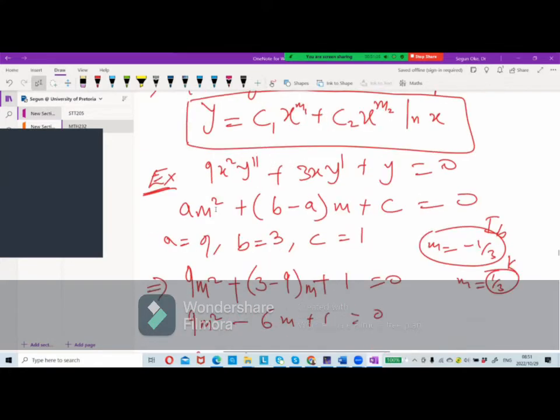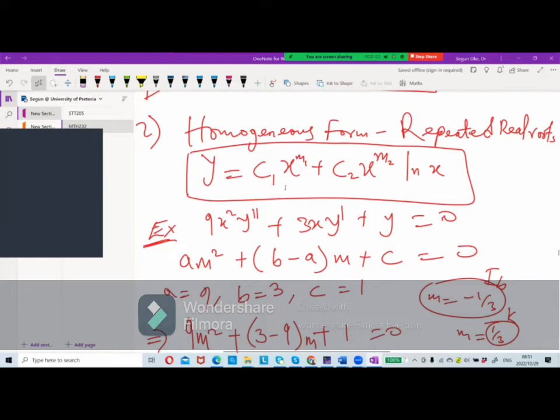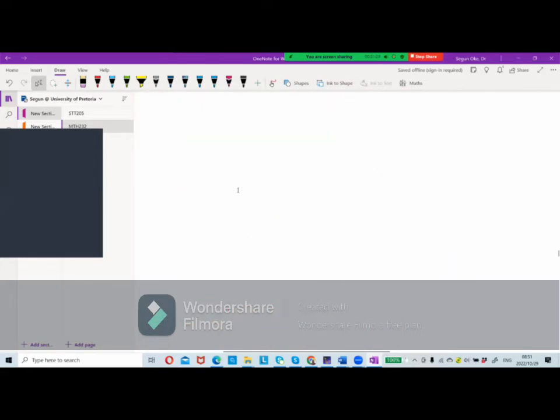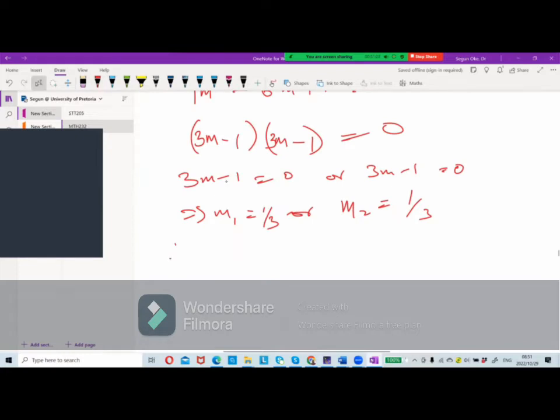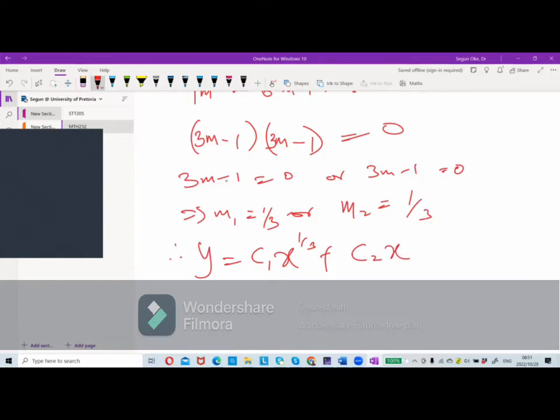So all you need to do is just plug your m into this place. So our y will be, therefore, y equals C1 e raised to the power 1 over 3 x plus C2 e raised to the power 1 over 3 x ln x. Because remember, we proved all these things from day 1. Go and check your notes. So ln x.